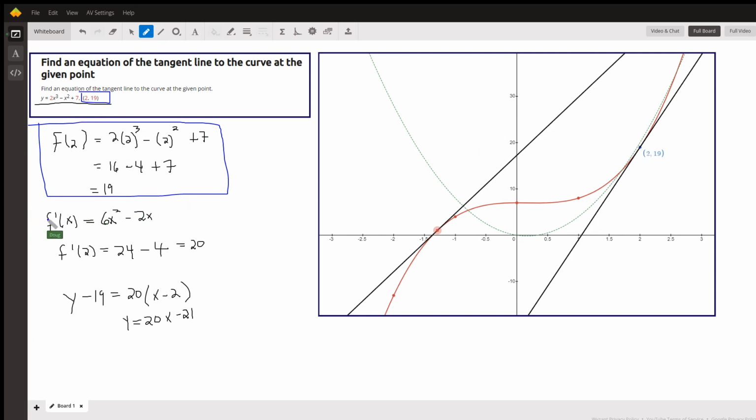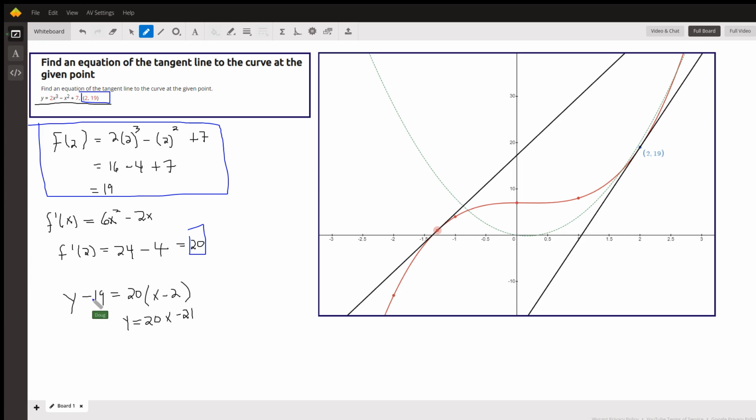If you find the derivative of that function, that's a formula for slopes of tangent lines for any point on the curve. So the derivative, using the power rule, is 6x squared minus 2x. The derivative of the 7 is 0, of course. So if we find f prime of 2, we're actually finding the slope of the tangent line at the point on the graph where x equals 2. And that's 20. So the slope of this black line is actually 20.